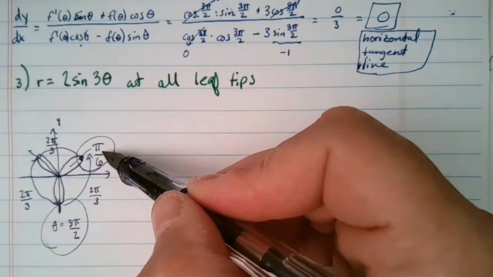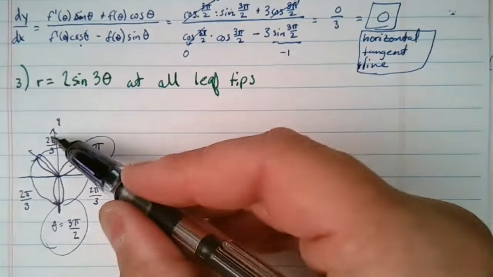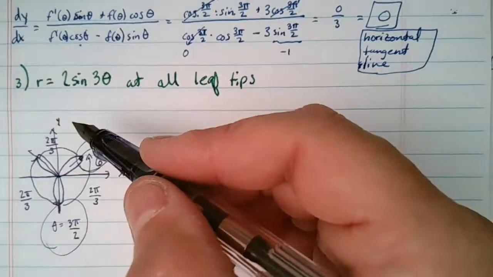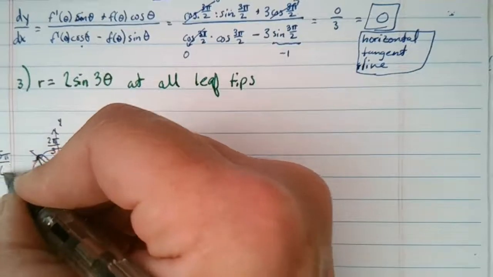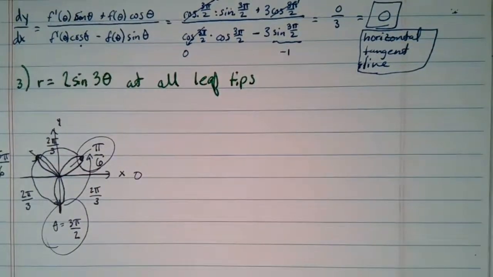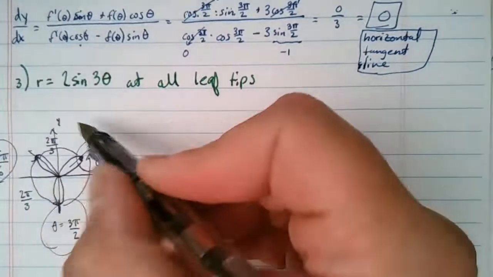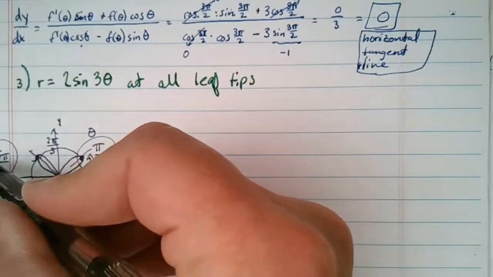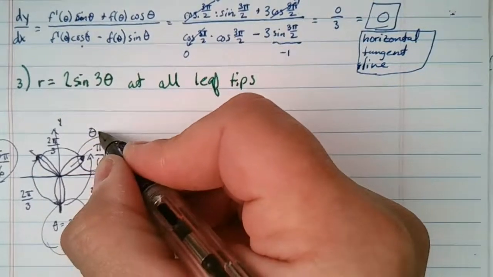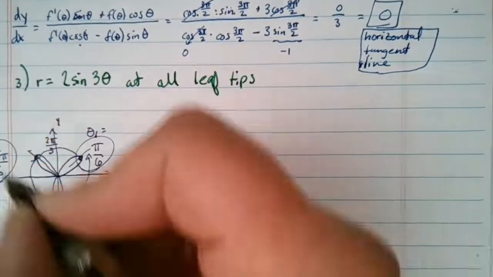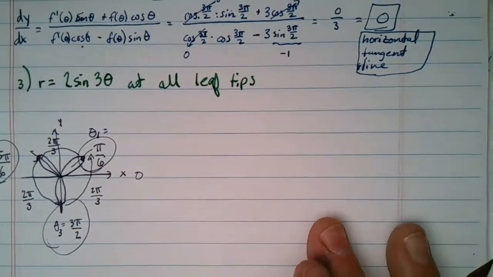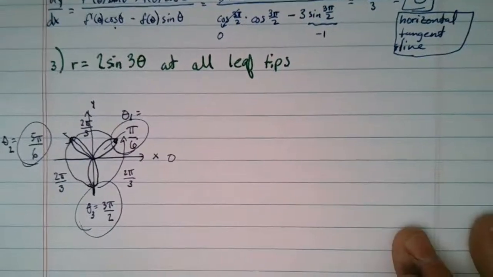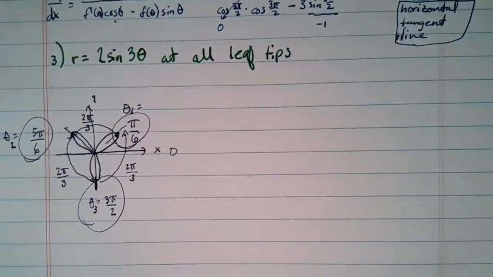And this leaf tip, if we go from pi by 6 and we add 2 pi by 3, we get 5 pi by 6. So this third leaf tip will be at 5 pi by 6. Okay? So that's the first thing you got to know. You got to know your 3 points. These are our 3 theta values. So I'm going to call them theta 1, theta 2, and theta 3. Those will be my 3 theta values. Okay, so that's the first step.